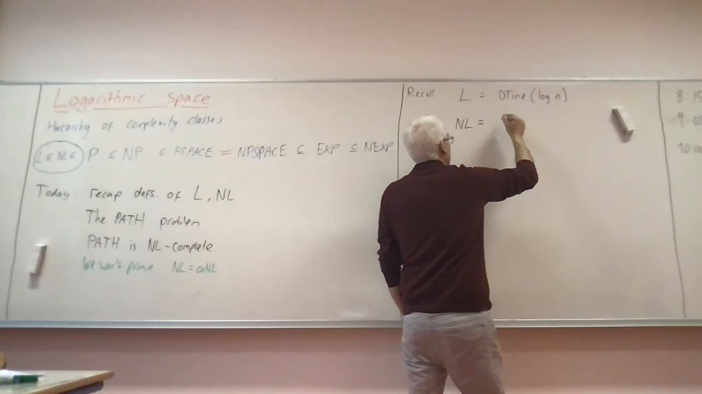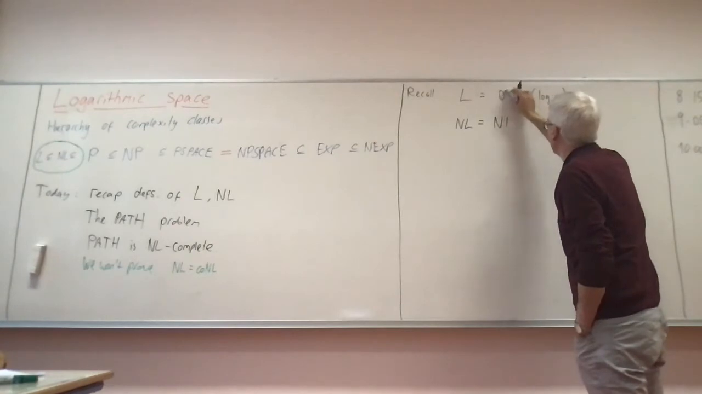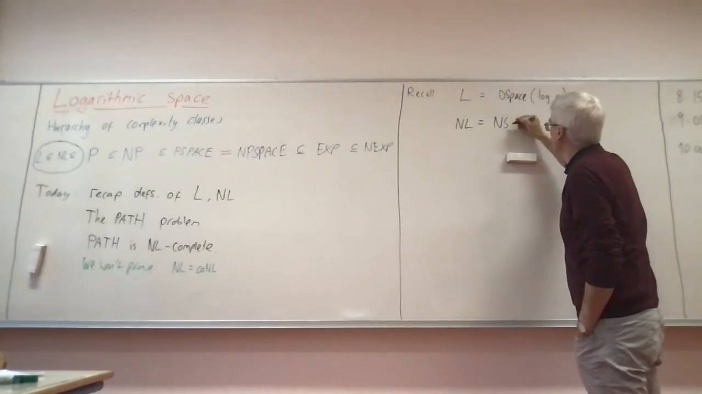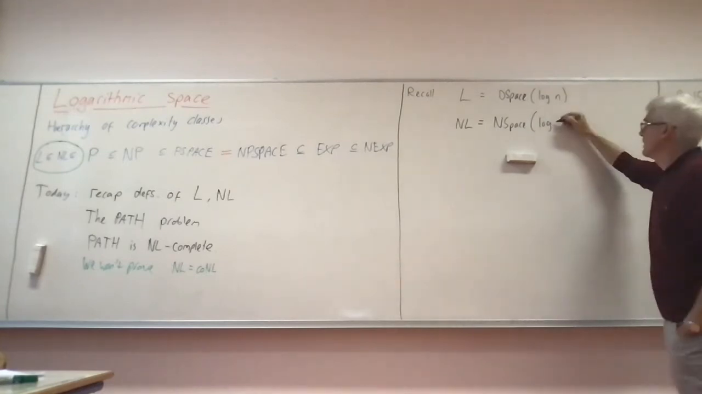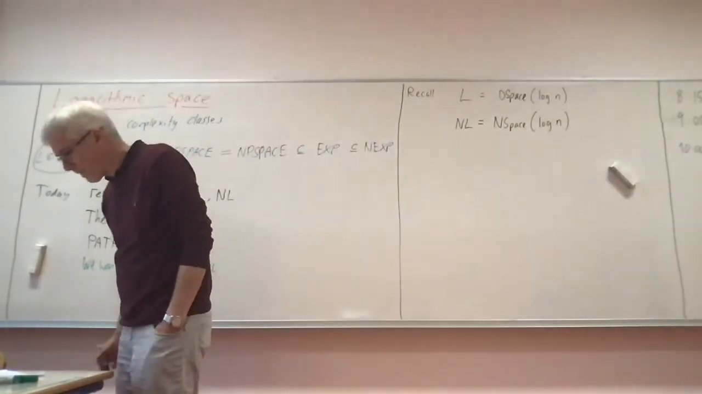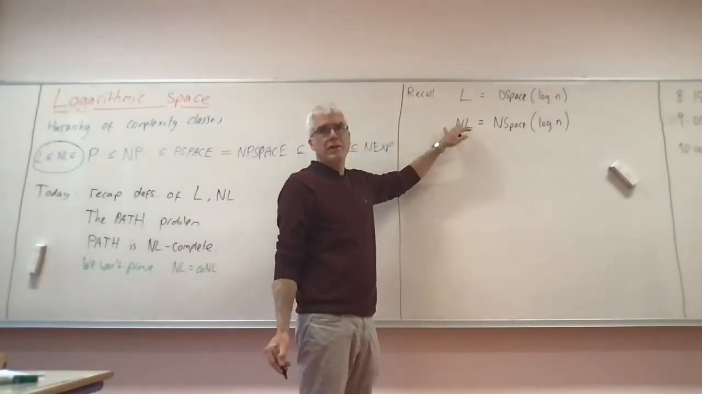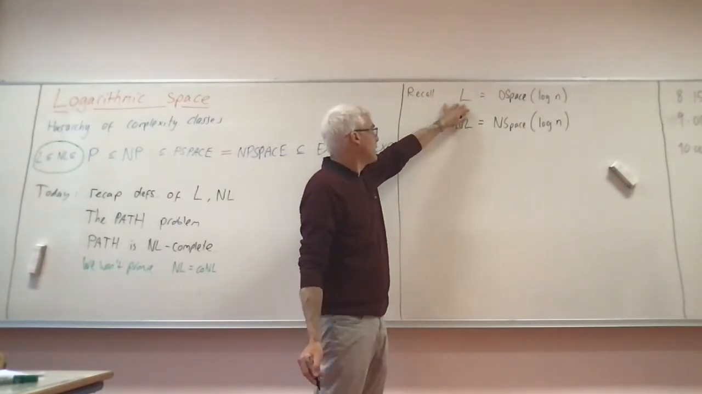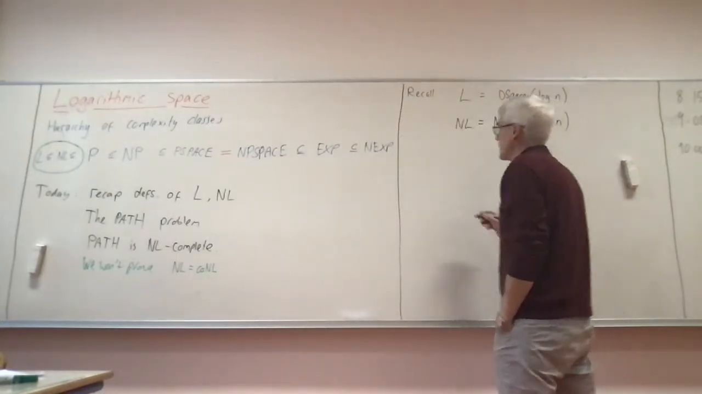And non-deterministic logarithmic space, of course, sorry, this shouldn't be time, this should be space, it's logarithmic space. Those are the languages that we can decide using a non-deterministic Turing machine in space big O of log n. I'm going to spend most of the lecture on non-deterministic logarithmic space because it's more interesting. But let me give you a couple of examples of languages that are in logarithmic space.